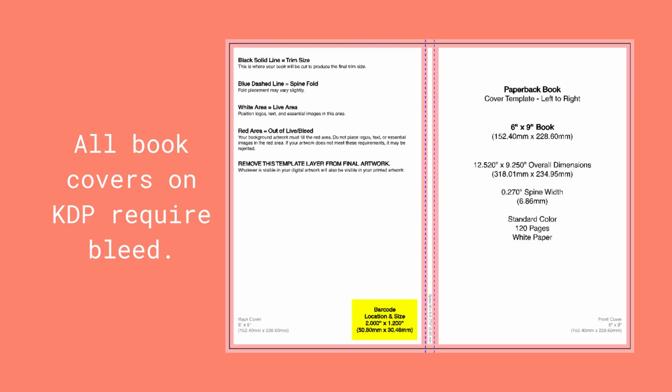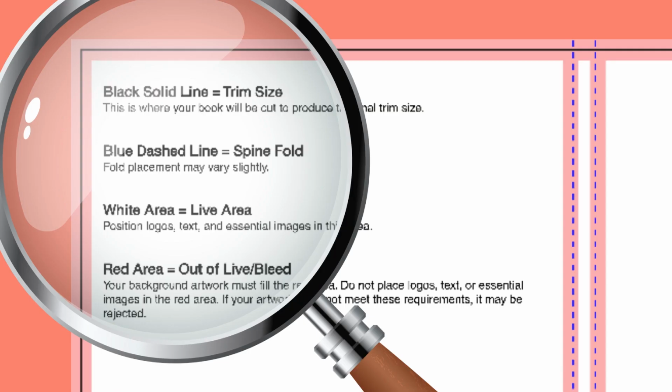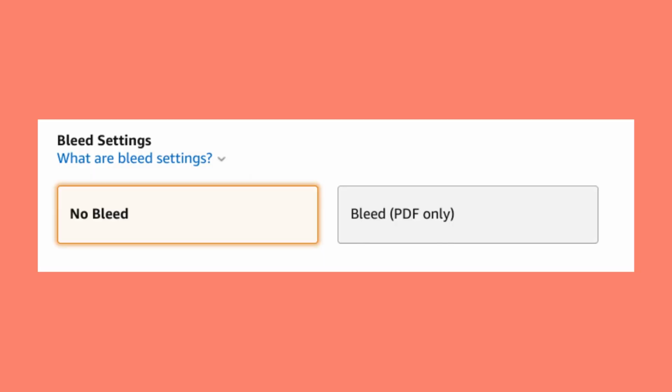All book covers on KDP require bleed, and this is really only something to worry about if you are doing manual calculations for your book covers. If you use Amazon's cover calculator, you don't have to worry about this because you can download templates that have the bleed built right in. As you see here, the solid black line indicates the final trim size, and the outer red area is what will be trimmed. One last thing that is extremely important when you are uploading is to remember to select no bleed if you have uploaded a no bleed file, and bleed if you have a file with bleed.